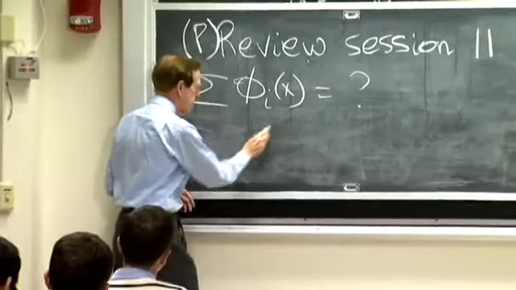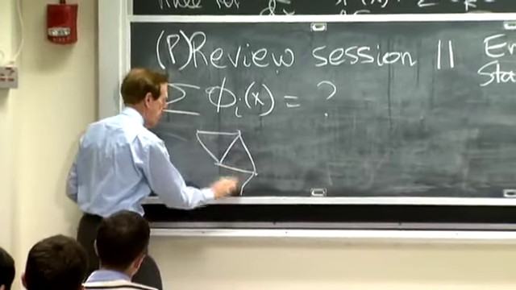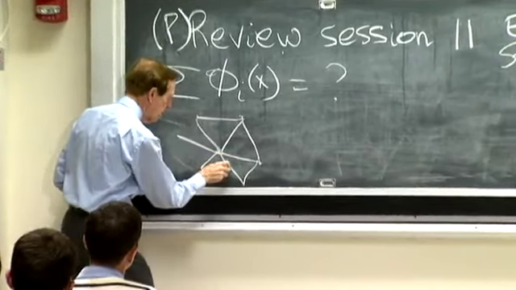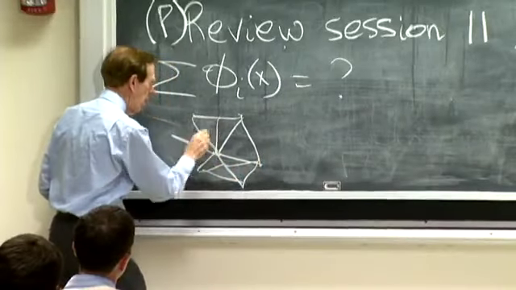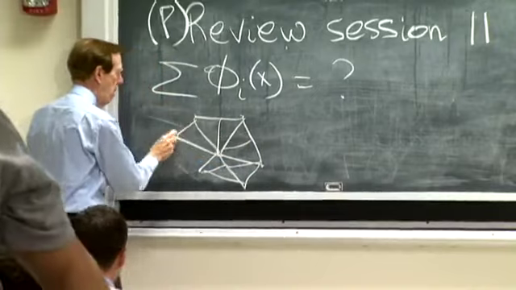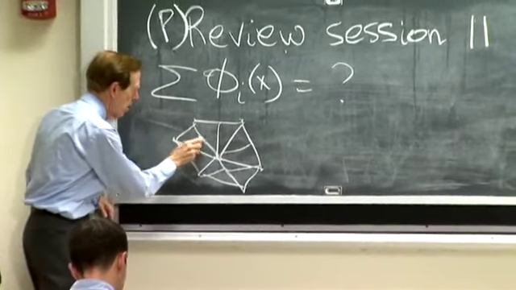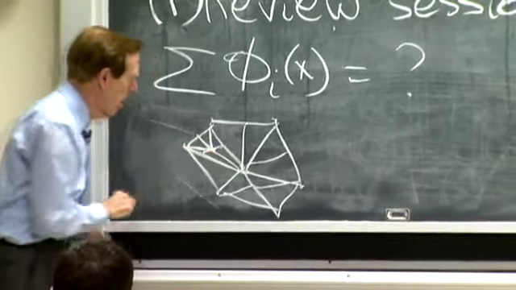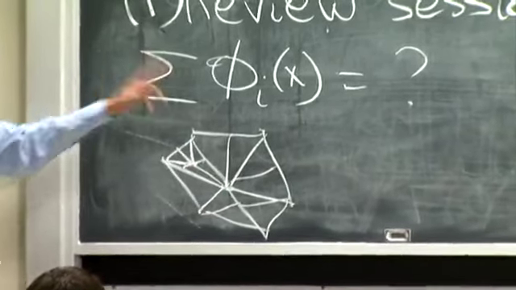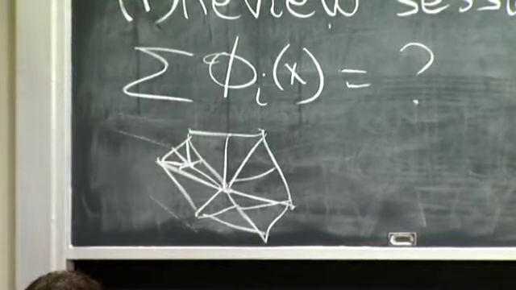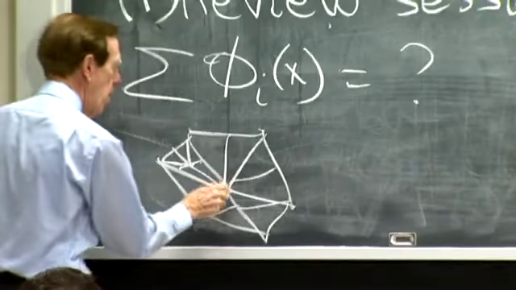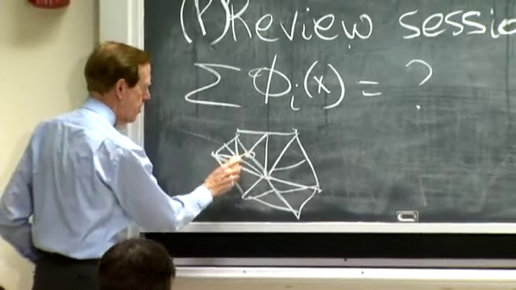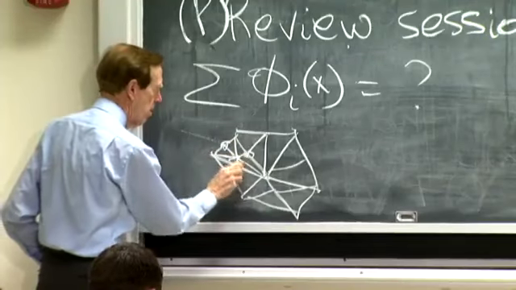Let me again draw a mesh. I want to put in some more triangles here, lots of triangles, and some more vertices too. So phi is the piecewise linear function that is 1 at node i. I've got all these different nodes: 1, 2, 3. There's a node, and there are more nodes.